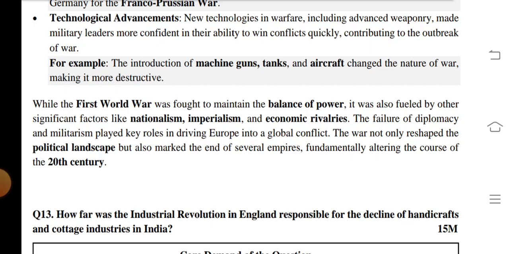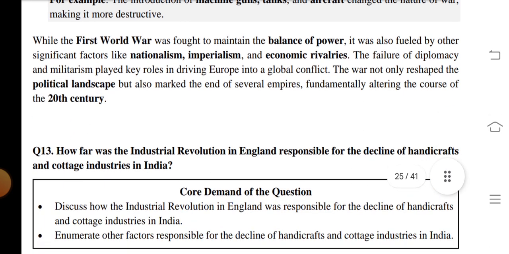While the First World War was fought to maintain the balance of power, it was also influenced by other significant factors like nationalism, imperialism, and economic rivalries. The failures of diplomacy and militarism played roles in driving Europe into a global conflict. The war not only reshaped the political landscape but also marked the end of several empires, fundamentally altering the course of the 20th century.